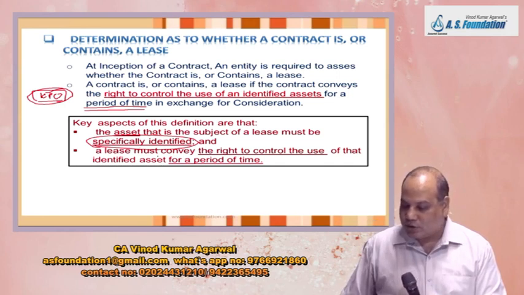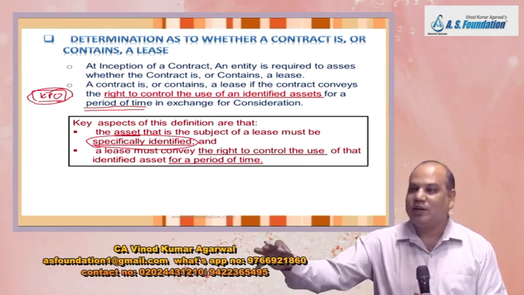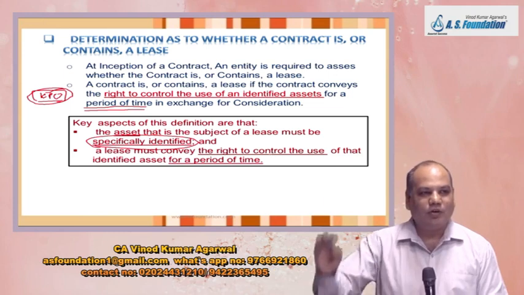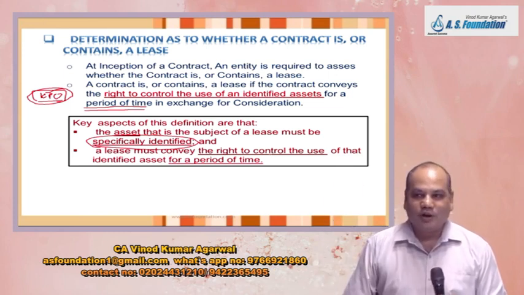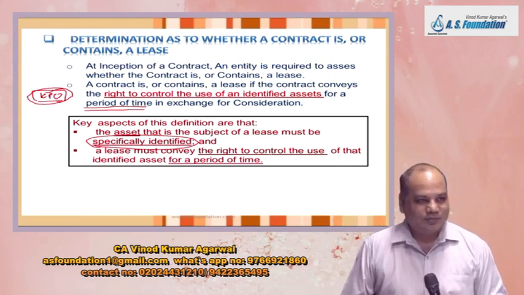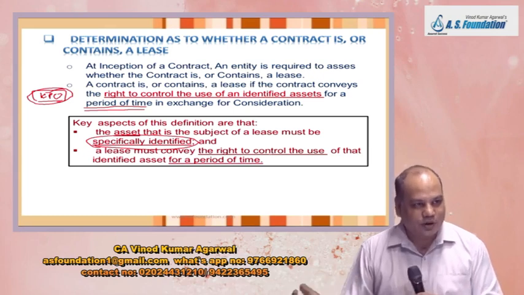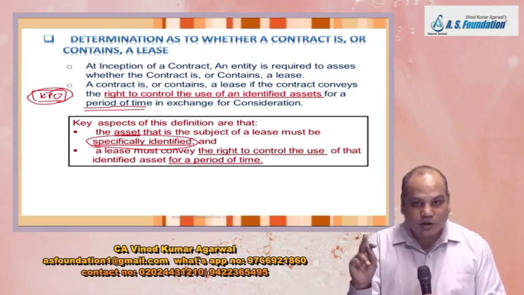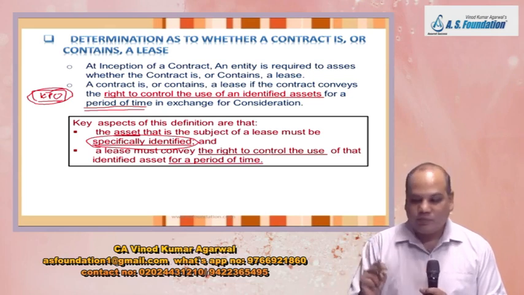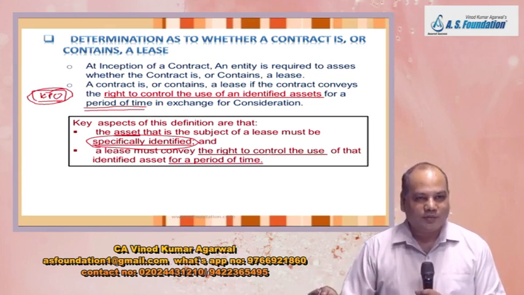And a lease must convey the right to control the use. They are not giving you the control, they are giving you right to control. When it is transfer of control, it becomes a sale transaction. In your revenue standard, control is transferred to the other party. So that is one of the requirement for recognizing sale transaction. Control is transferred. But here you are not transferring the control. You are transferring right to control the asset.